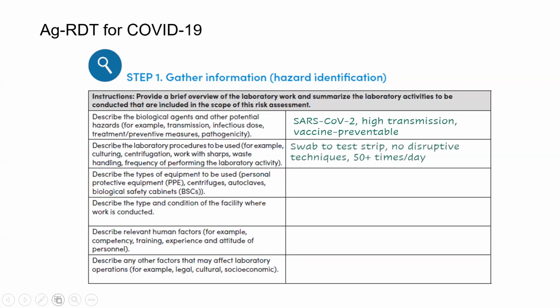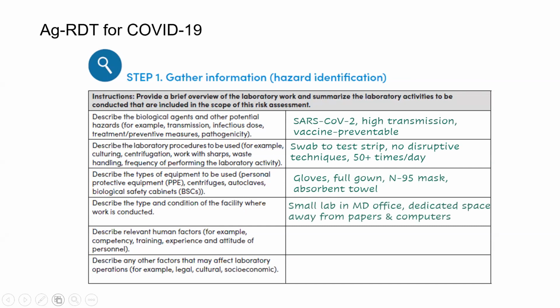Describe the procedures to be used. What procedures do we need for this test? Not much. Basically, a nasopharyngeal swab is taken in the doctor's office. It's carried in a tube over to this lab, and then it's applied directly to the test strip. There are no disruptive techniques, no vortexing or pipetting, and they estimate they do this procedure 50 times a day. And then describing the types of equipment to be used. They're using full PPE: gloves, full gown, and an N95 mask. They're also working on an absorbent towel, so that in case of a spill it would be collected on the towel.